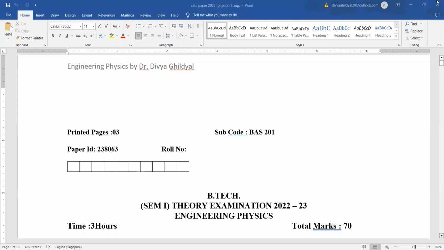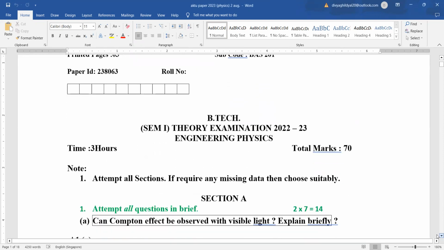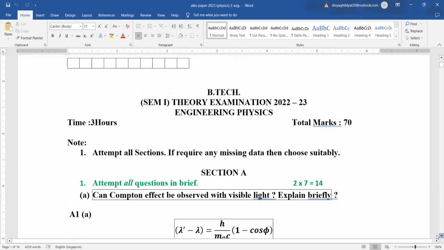Hello, students. So, the paper which came on the 2nd of August 2023 was just a bit typical compared to the previous year papers, but in each and every question the concepts were the same and the language was a bit different. So, let us see how to solve this paper.